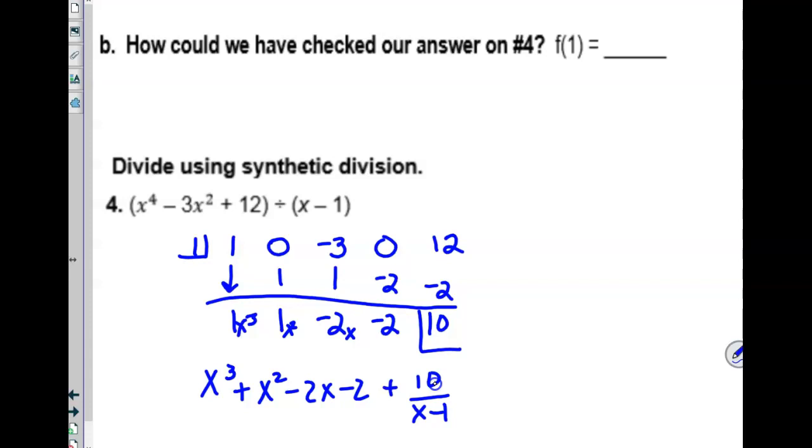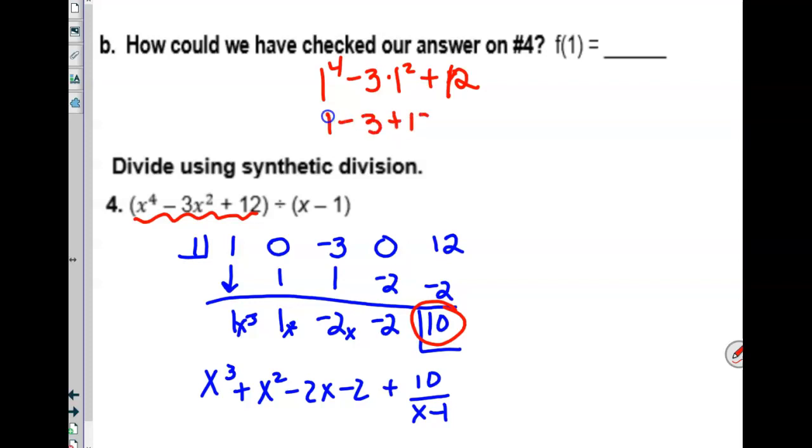On the back of the worksheet, how could we check this answer? How could we have checked that we did this right? Because remember, I wasn't very confident about my 10. We could put a 1 into the function. That's what the remainder theorem says. So I could have done 1 to the 4th minus 3 times 1 squared plus 12. That's pretty easy to do, right? When it's a 1, I get 1 minus 3 plus 12, which is negative 2 plus 12, or 10. So did it check? Okay. So all that question was trying to get you to do was to see that you can check that by plugging the value in. All right.